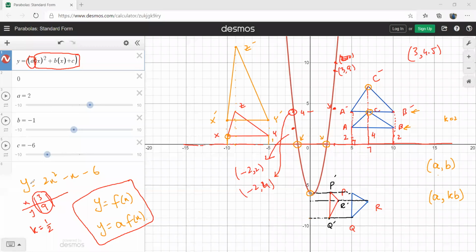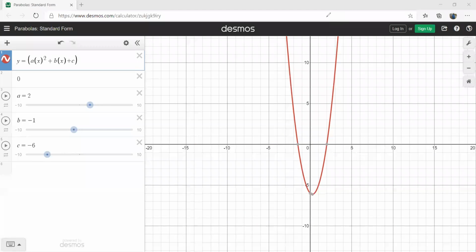Now you have this equation here, y is equal to x squared minus x minus 6. Let me remove some drawings from here. Now let me write down the equation, which is y equal to 2x squared minus x minus 6. What is going to happen now? I'm going to change all the x's with 2x. That means I'm going to stretch this horizontally.